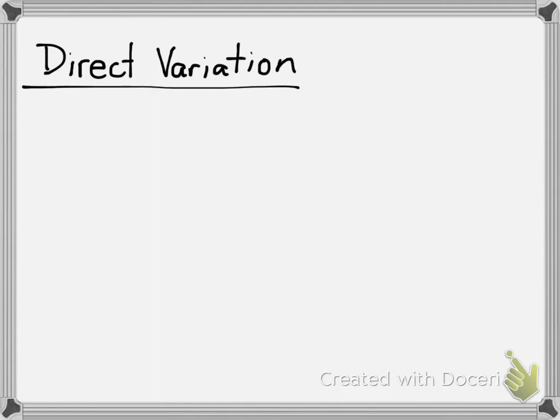Okay, so yesterday we started talking about direct variation. We're going to look at it a little more in depth today. Yesterday we looked at the graphs and analyzed the k value, and we figured out that the formula for direct variation was y equals kx.